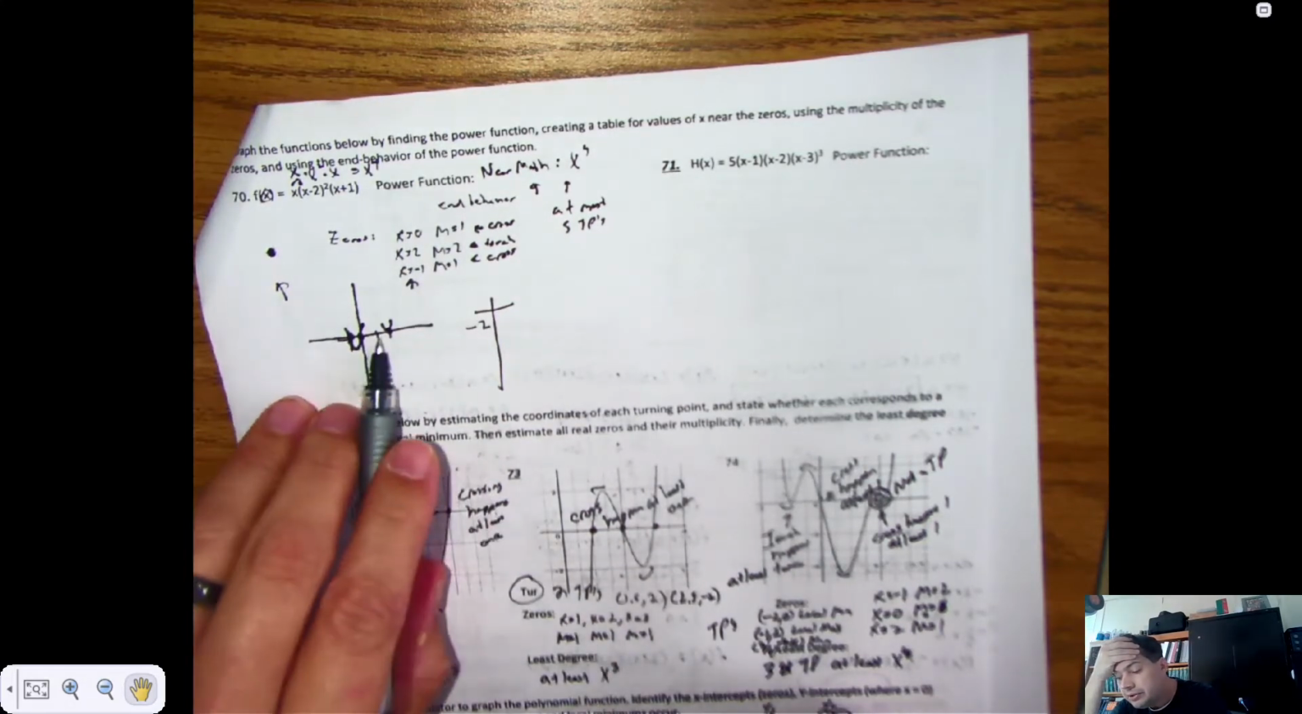Now, there's only a couple things I need to know. I'd like to know what happens after negative 1. So when I make my little table, I'm going to plug in a negative 2. I would also like to know what happens here at 1, how high this thing goes. So I'll plug in a 1. And I'd like to know what happens after this touch. So I'll plug in a 3. That's all I'm going to do.